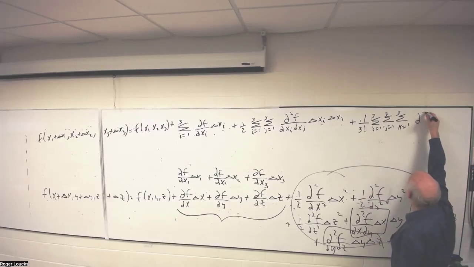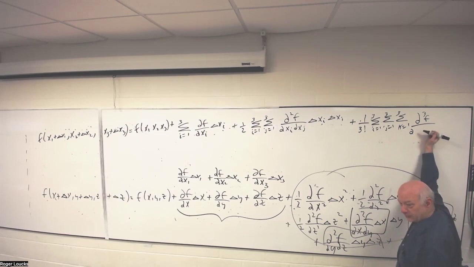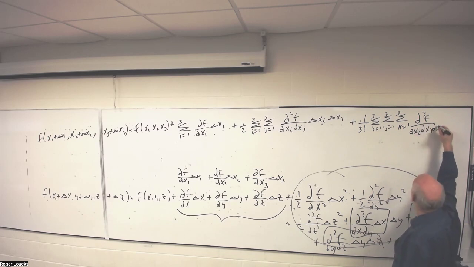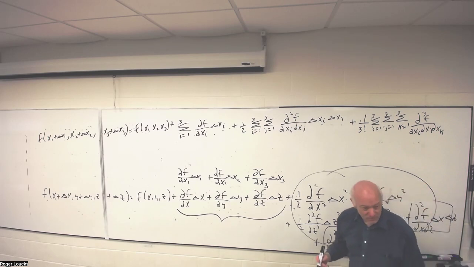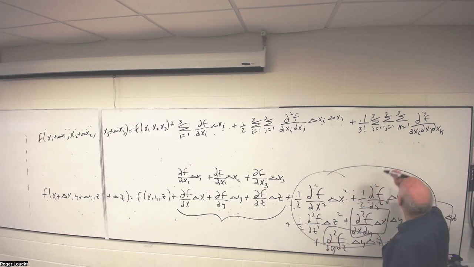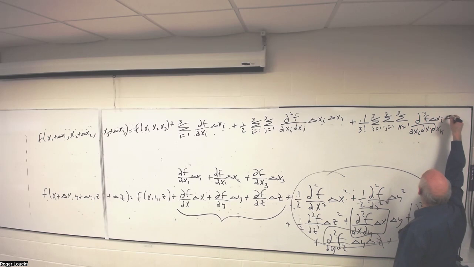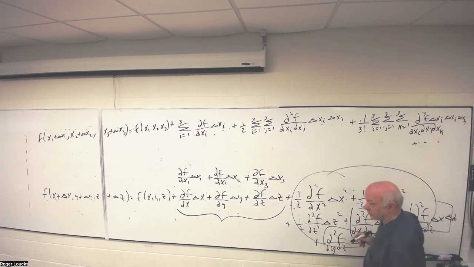The triple derivative of, with respect to xi, xj, xk, times delta xi, delta xj, delta xk, and so on and so forth.